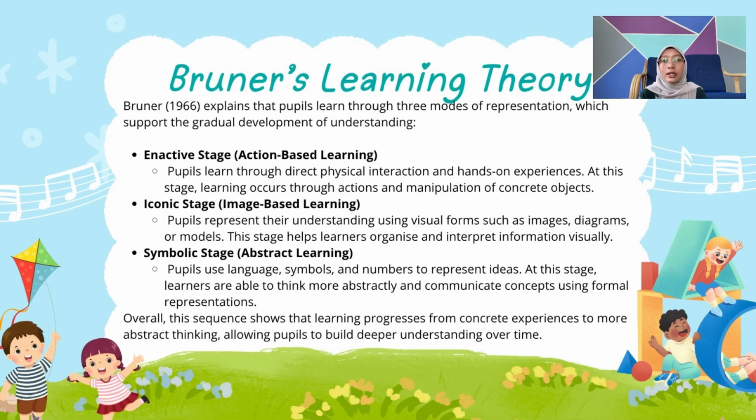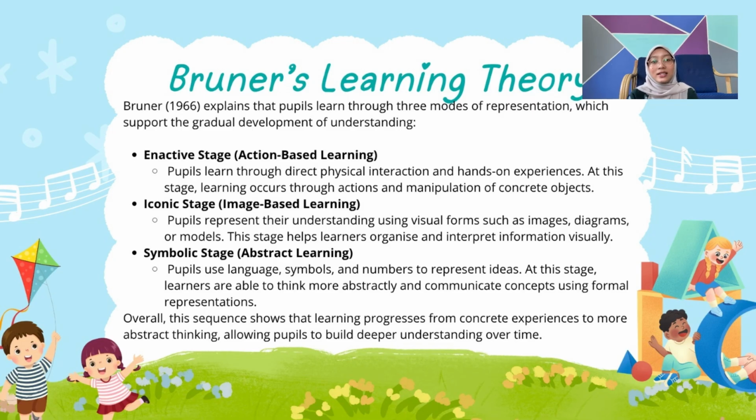Bruner explained that learning happens in three stages: enactive, iconic, and symbolic. But what is important here is that learning is a process. It does not happen instantly. First is the enactive stage, where pupils learn by doing something. In this lesson, pupils measure objects using real tools like a ruler. This allows them to physically experience the concept of length. At this stage, pupils are not thinking about numbers yet. They are understanding the idea of longer and shorter through action.